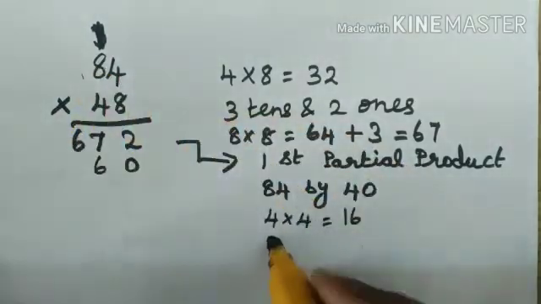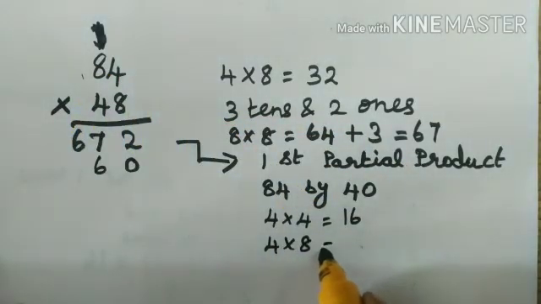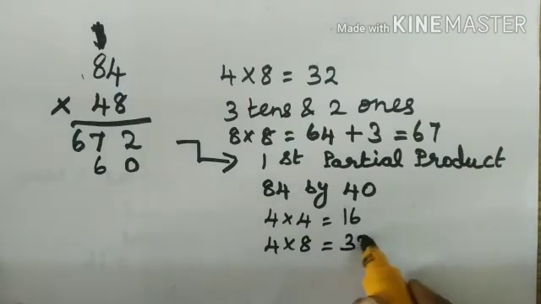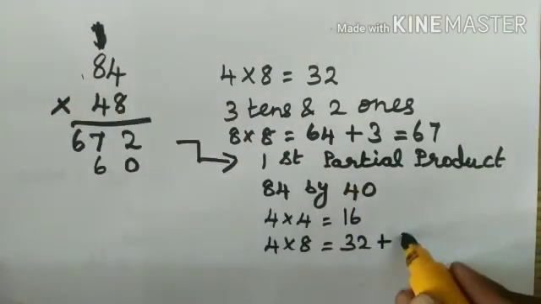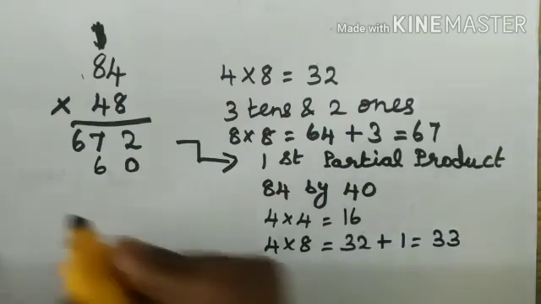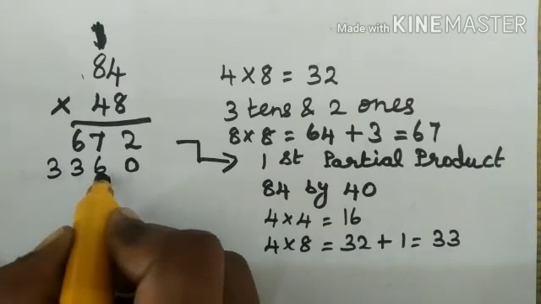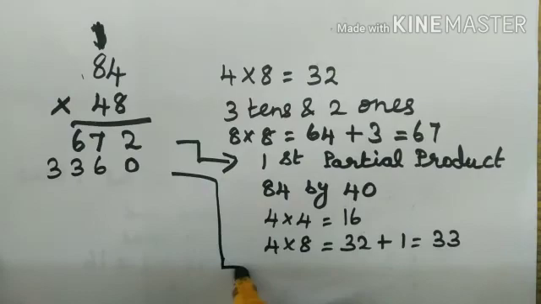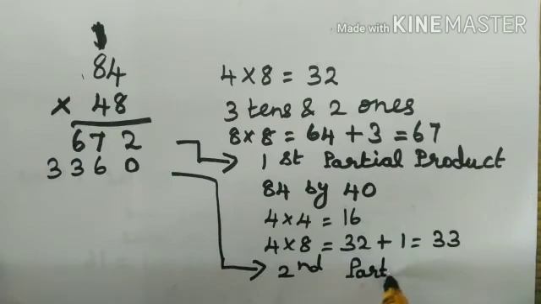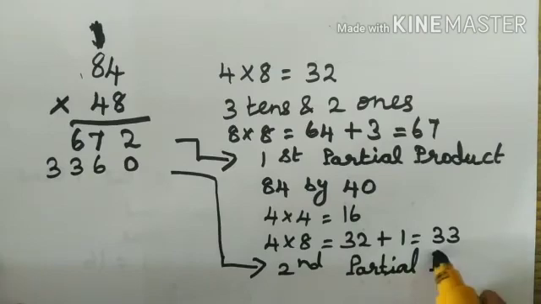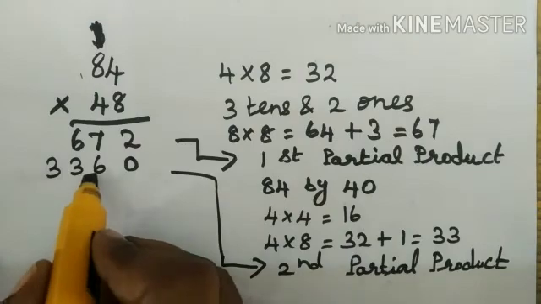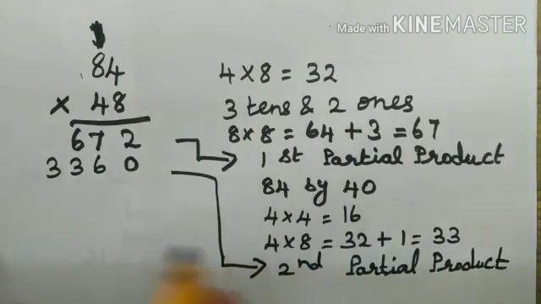Now 4 into 8 is equal to 32. 32 plus the carry over 1 will give 33. So you have to write 33 here. 3360 is the second partial product.